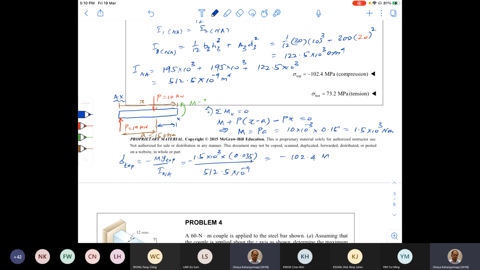102.4 megapascal. Answer is given. So I'll leave the next part for you. Sigma bottom. Find out this one is equal to M y bottom divided by I NA, and see whether you can get the same answer given here, 73.2 megapascal.